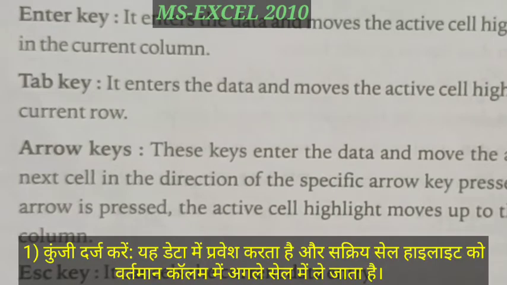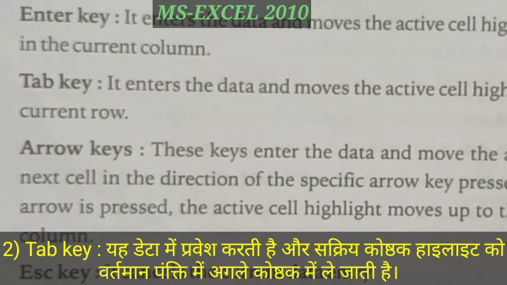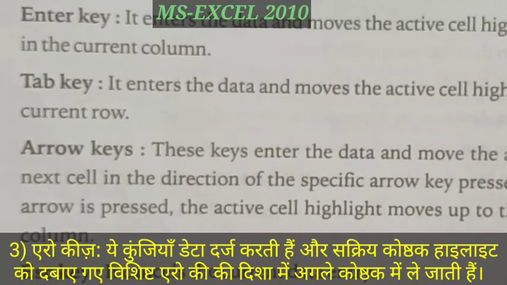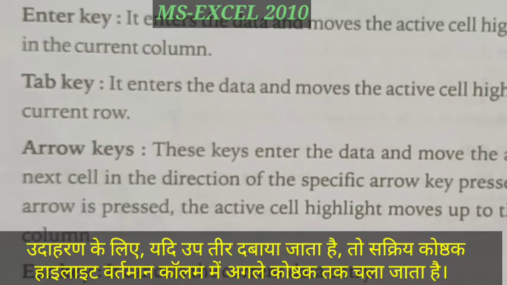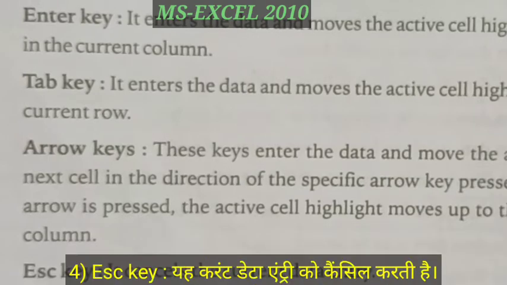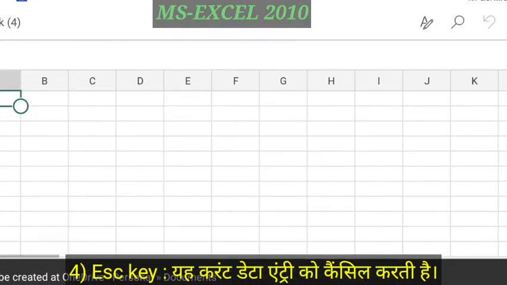Enter key. It enters the data and moves the active cell highlight down to the next cell in the current column. Tab key. It enters the data and moves the active cell highlight to the next cell in the current row. Arrow keys. These keys enter the data and move the active cell highlight to the next cell in the direction of the arrow key pressed. For example, if the up arrow is pressed, the active cell highlight moves up to the next cell in the current column. Escape key. It cancels the current data entry.